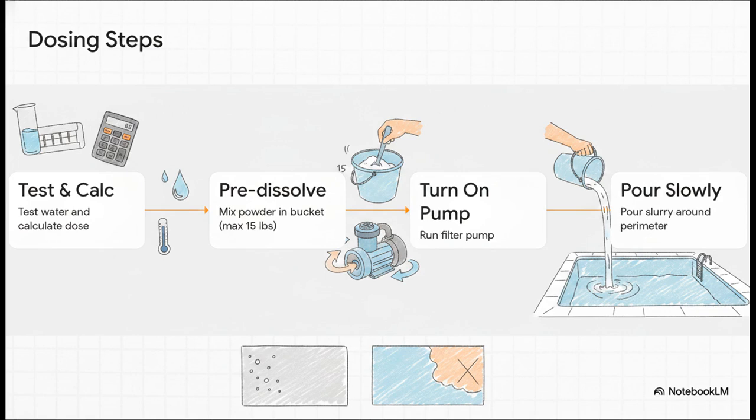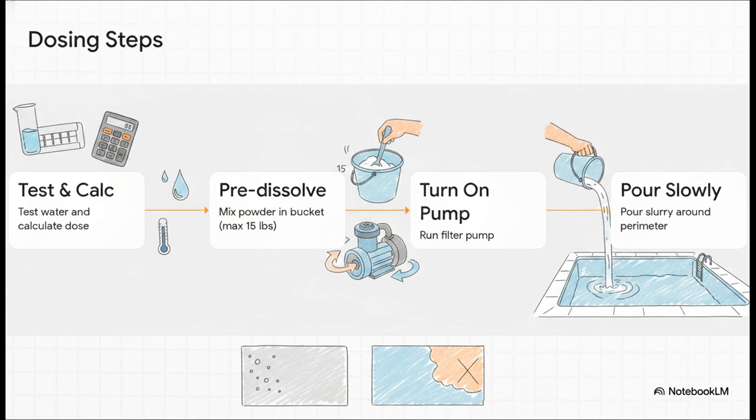First, obviously, test your water and calculate your exact dose. Second, pre-dissolve the powder in a bucket of warm water and never put more than 15 pounds in a single bucket. Third, make sure your filter pump is actually running. Never add this stuff to still water.